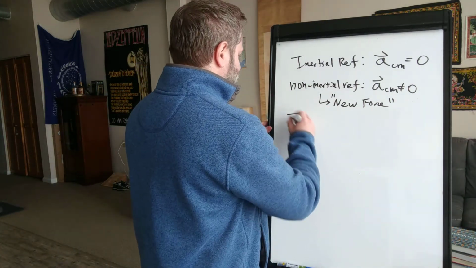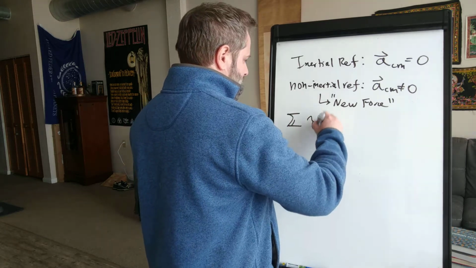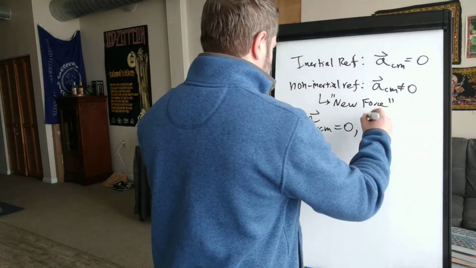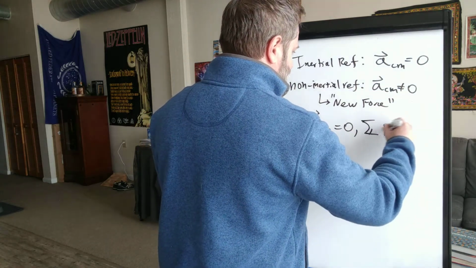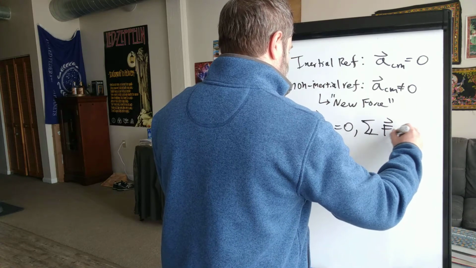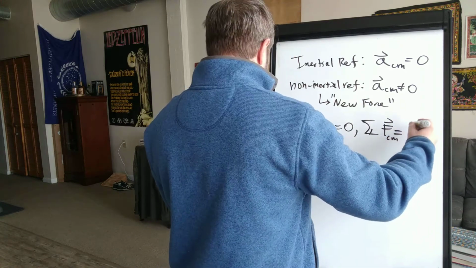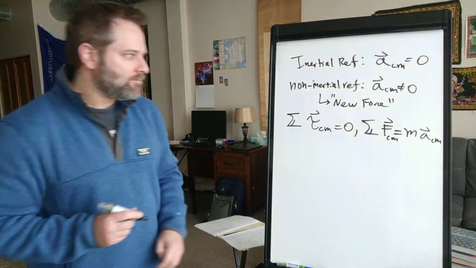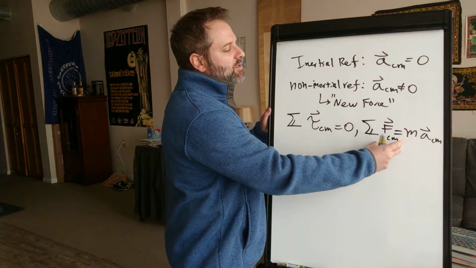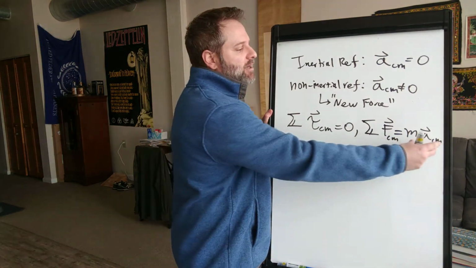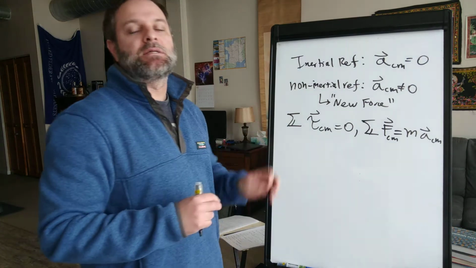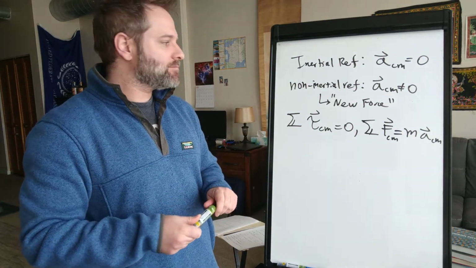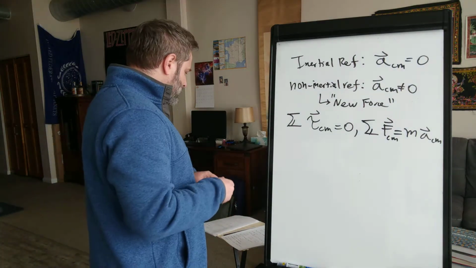So our condition for torque stays the same: torque about the center of mass equals 0. But our condition for forces changes to: force on the center of mass equals the mass of the object times the acceleration of the center of mass. So now those forces don't have to cancel out to be 0, they have to add up to match the acceleration that we have in that new non-inertial reference frame. Okay. Hopefully that's pretty clear.